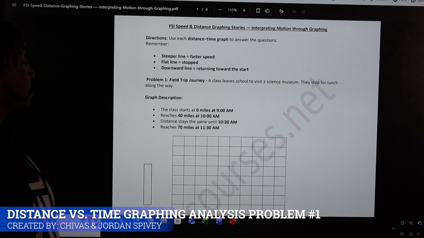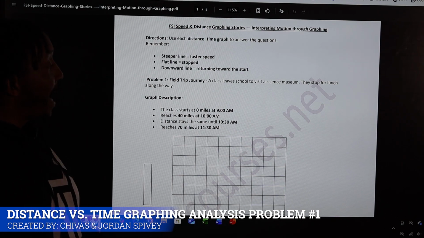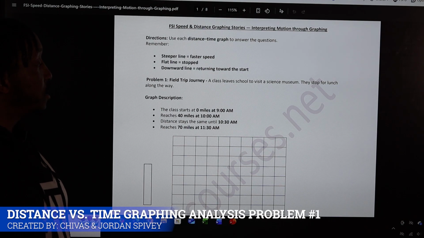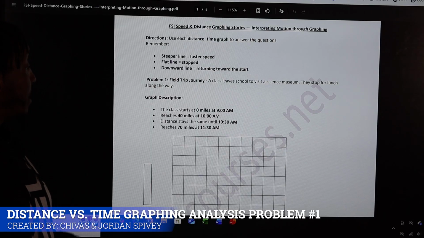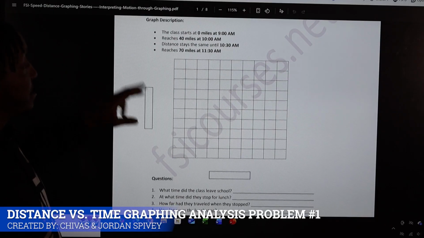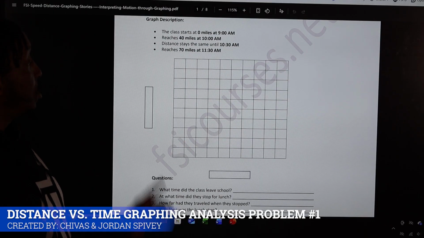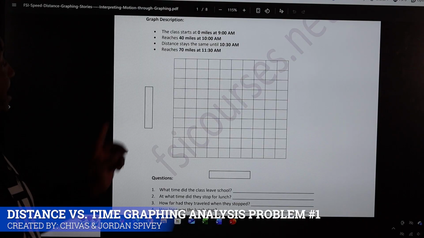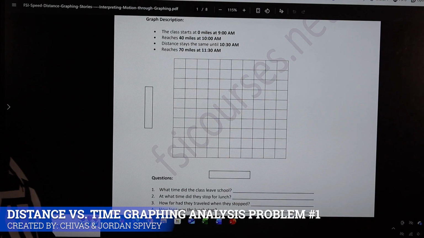So problem 1, field trip journey. A class leaves school to visit a science museum. They stop for lunch along the way. Graph description. The class starts at 0 miles at 9 a.m., reaches 40 miles at 10 a.m., distance stays the same until 10:30 a.m., and reaches 70 miles at 11:30 a.m.